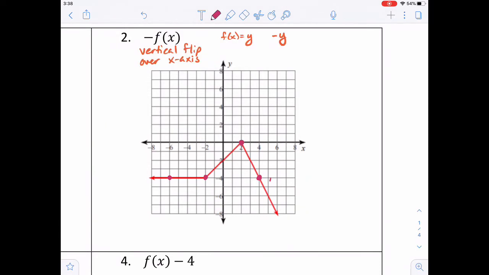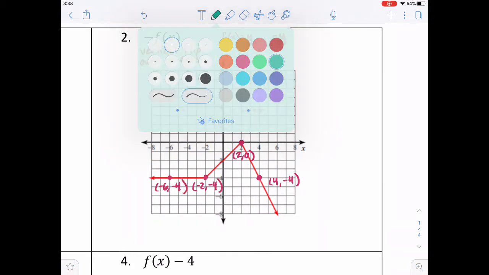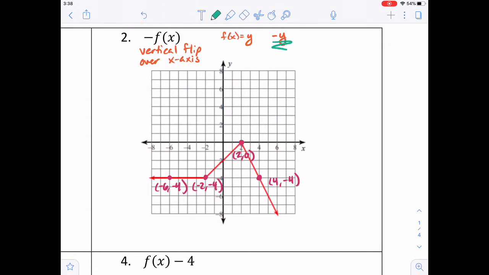So this one is at 4, negative 4. This point is at 2, 0. This one is at negative 2, negative 4. And this one is at negative 6, negative 4. And so our new points are going to have a negative y. We're going to change the sign. And so interestingly, this point doesn't move, right? Because when we negate 0, it's still just 2, 0. But our new point here is going to be 4, positive 4, instead of negative 4.